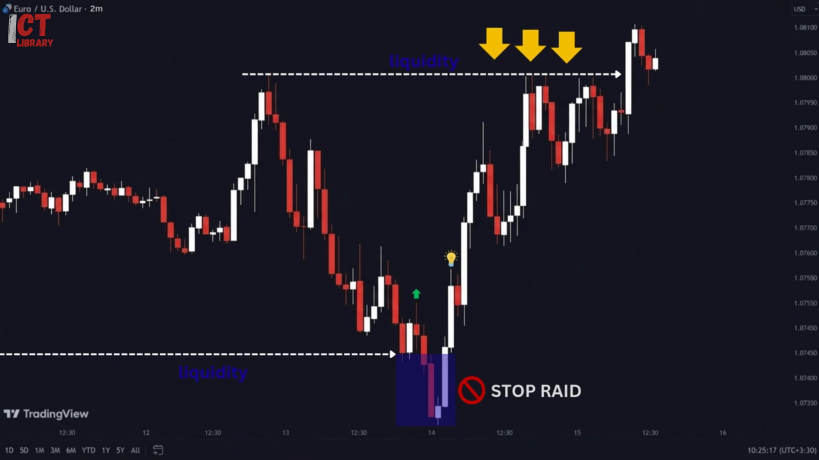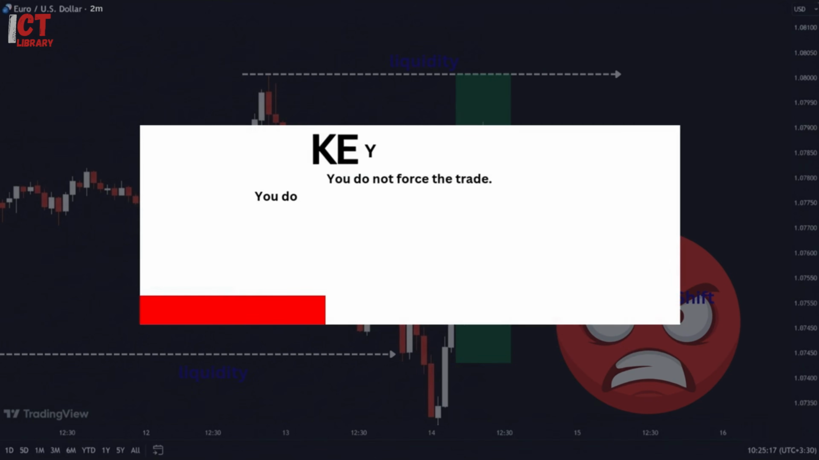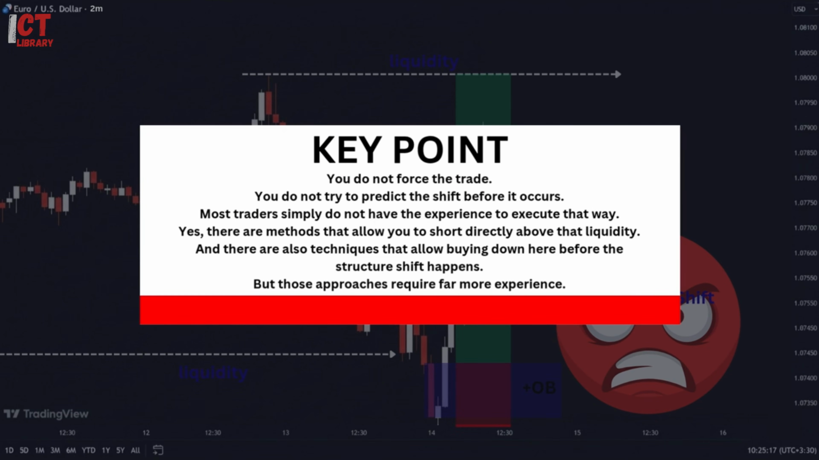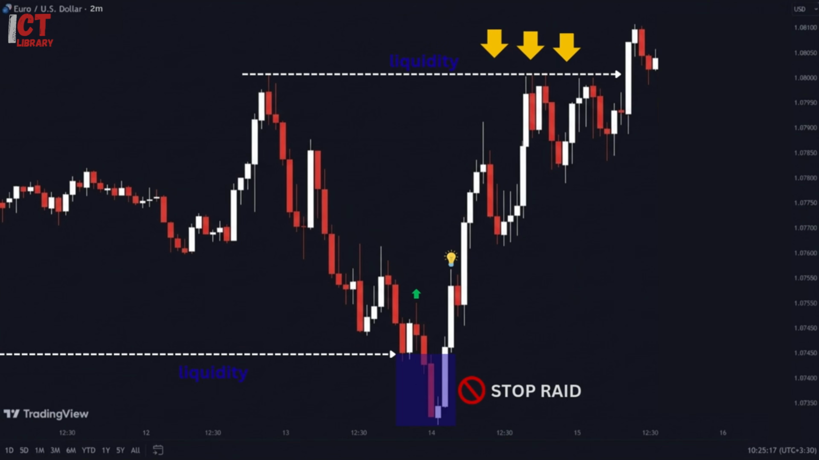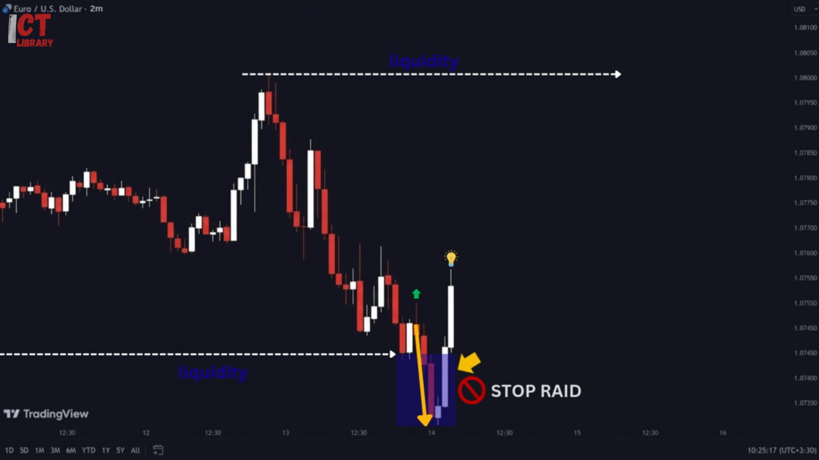Now watch what happens when price runs above these relative equal highs. This moment becomes extremely important, because when that liquidity is taken, you begin anticipating a potential shift in market structure. But here's where many traders make a mistake. You do not force the trade. You do not try to predict the shift before it occurs. Most traders simply do not have the experience to execute that way. Yes, there are methods that allow you to short directly above that liquidity. And there are also techniques that allow buying down here before the structure shift happens. But those approaches require far more experience, so instead, we focus on confirmation.